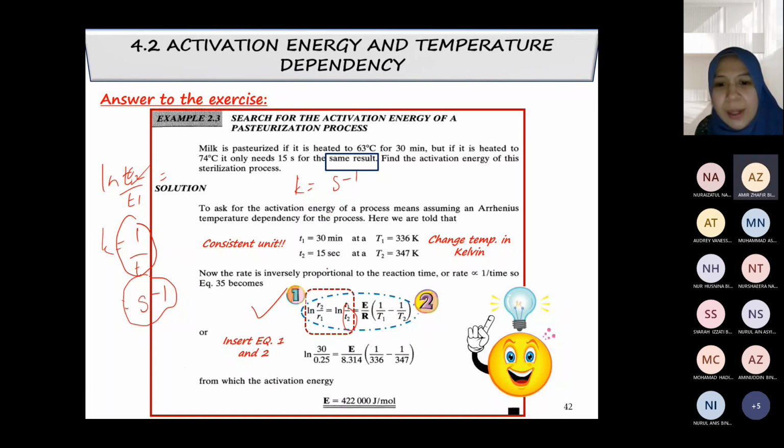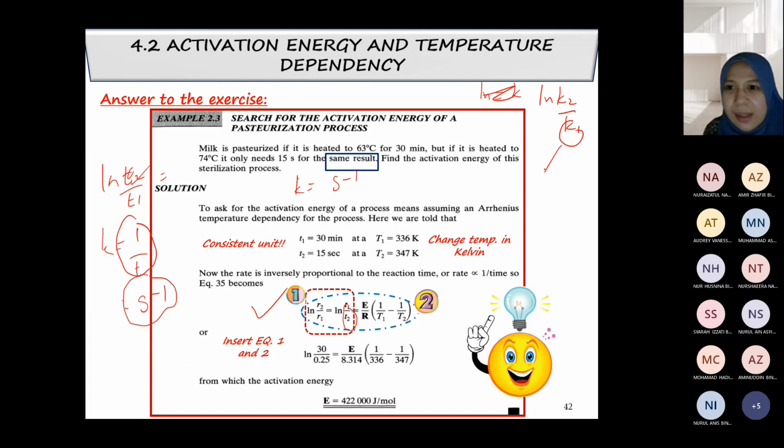Alright. Doktor, boleh ulang balik yang kenapa T1 over T2? Oh, okay. Sebenarnya asal dia kan ln K2 over K1. Kalau kita define rate constant ni, unit dia adalah S negative 1, which means K is equal to 1 over time. So for this one, kan K2 over K1.